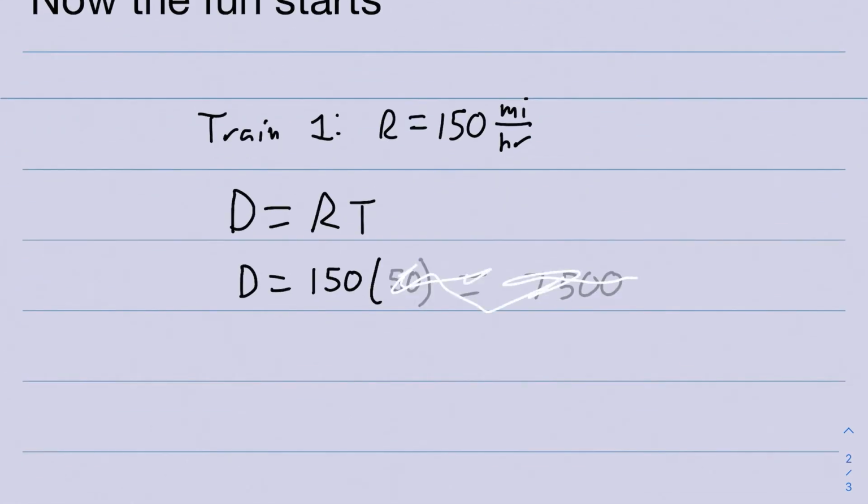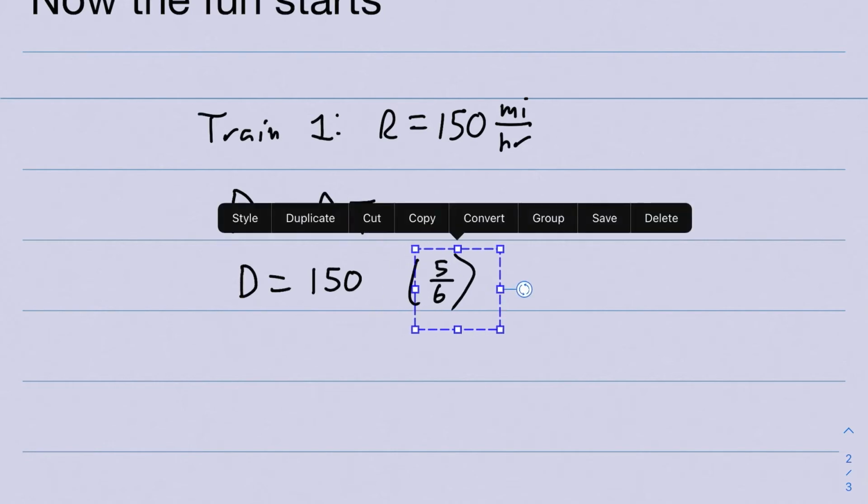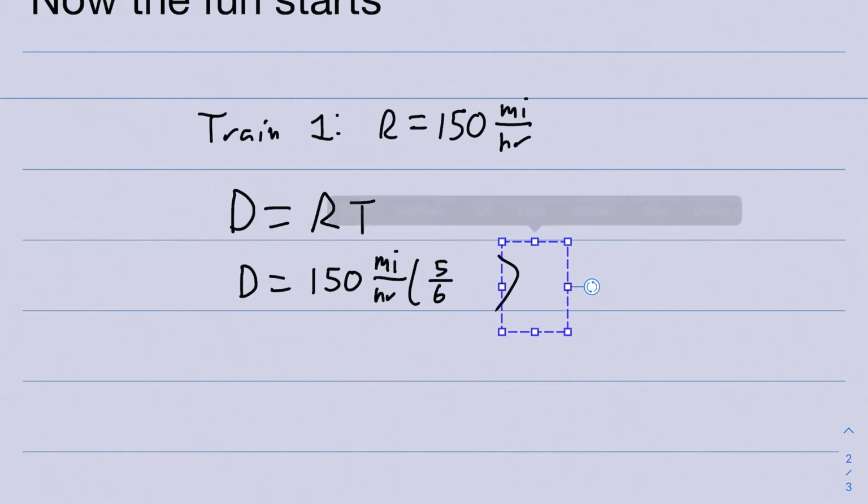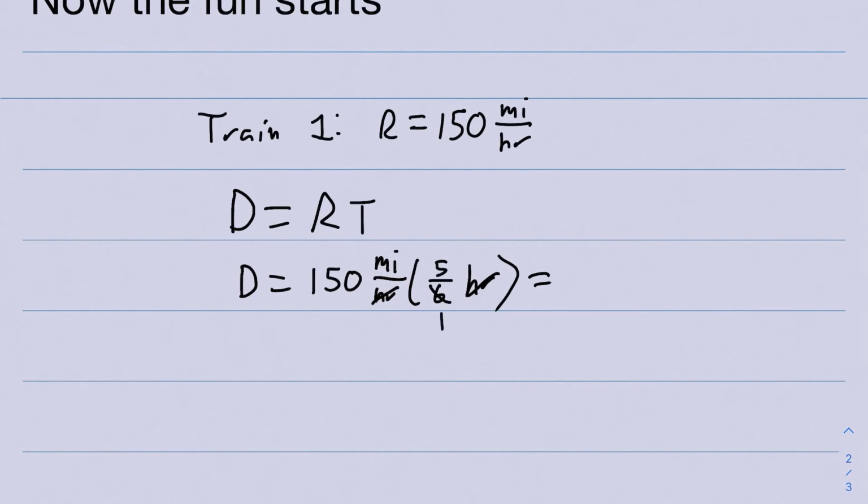My apologies. We needed to switch that to 5/6 because we needed it in hours. It's 150 miles per hour. Let's put the units in there so we can see why that's a problem. There we go. We need hours to cancel with hours, so we're left with miles. So now, let's see. 6 fits into 150. 6 fits into 15 twice, with a remainder of 3. It fits into 30 five times. 5 times 5 is 25. 5 times 2 is 10. So we've traveled 125 miles.